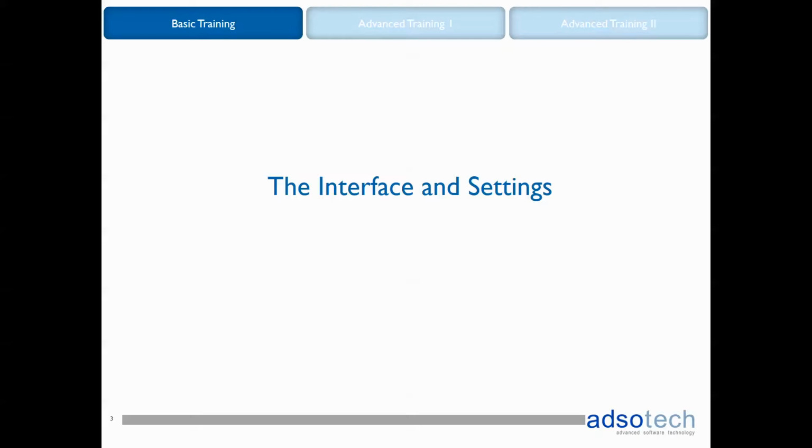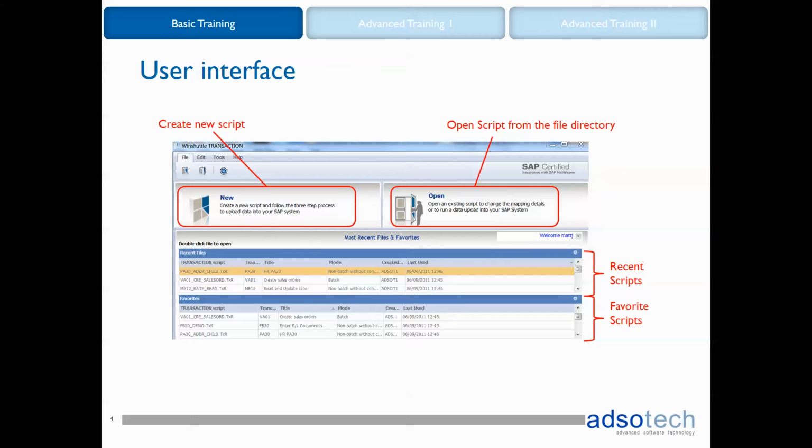Let's dive in. I would like to get us started by taking a look at a couple of things in the settings department. Well, first of all, the interface. Over here we have the main screen of Winshuttle Transaction. Up top we have two big buttons, New and Open. And then on the bottom, as you use the tool more, you will get a list of recent scripts. And you might also want to mark some of your scripts as favorites, and those will be also listed here.